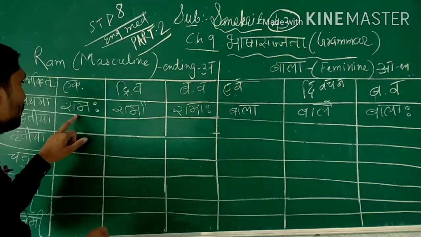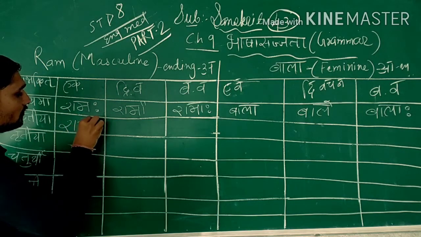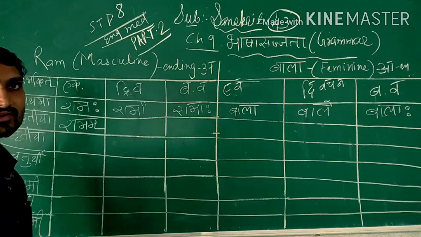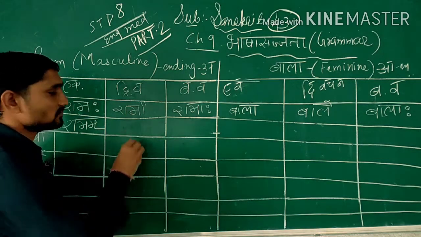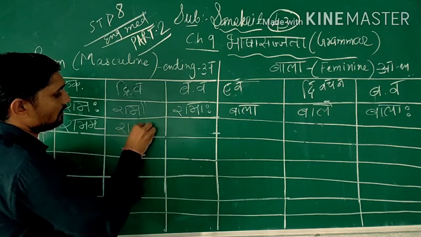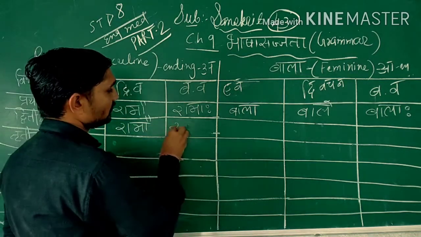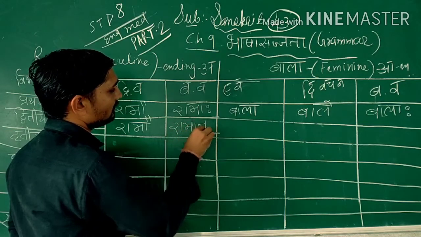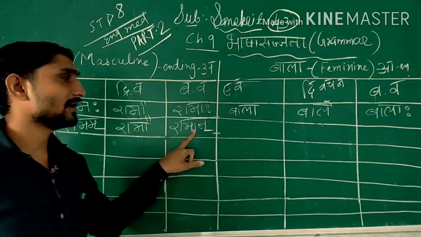Next is Rama, then what will come? Rama. Okay? Nominative, accusative, genitive, that means. Rama, then Ramo, downside same pattern, Ramo. Here what will come? Rama. In your book you can see Rama. It's a singular form, dual form, and plural form.